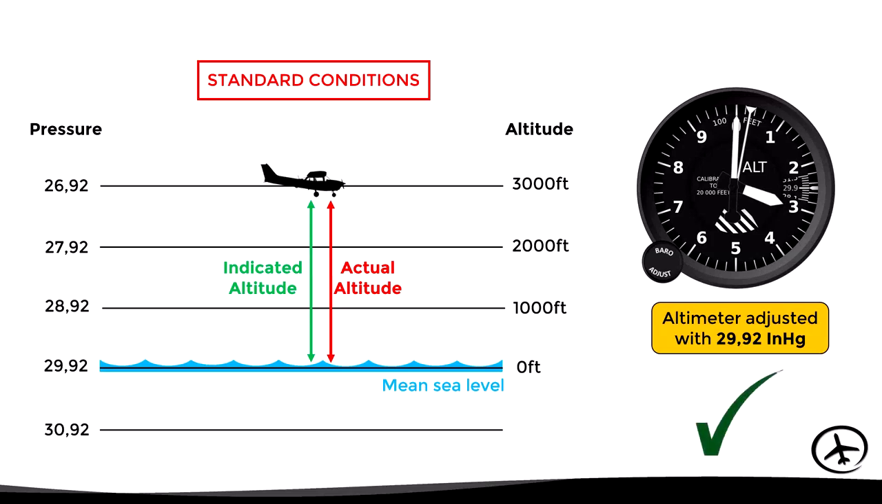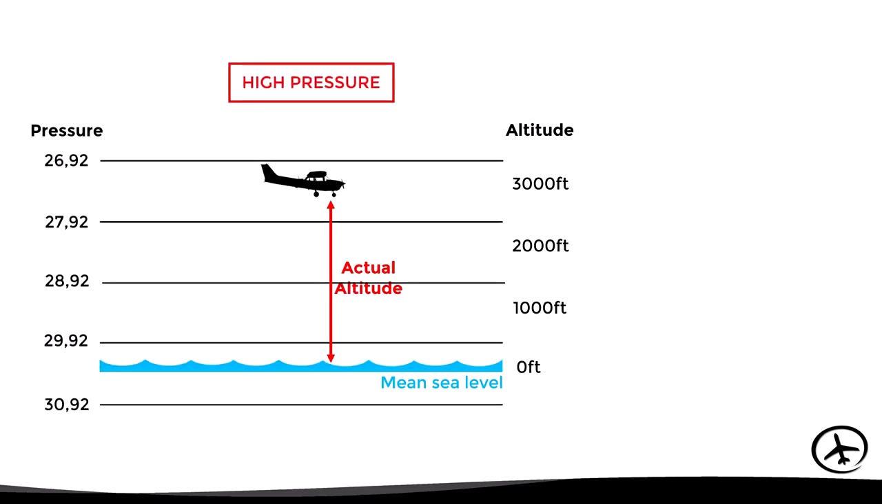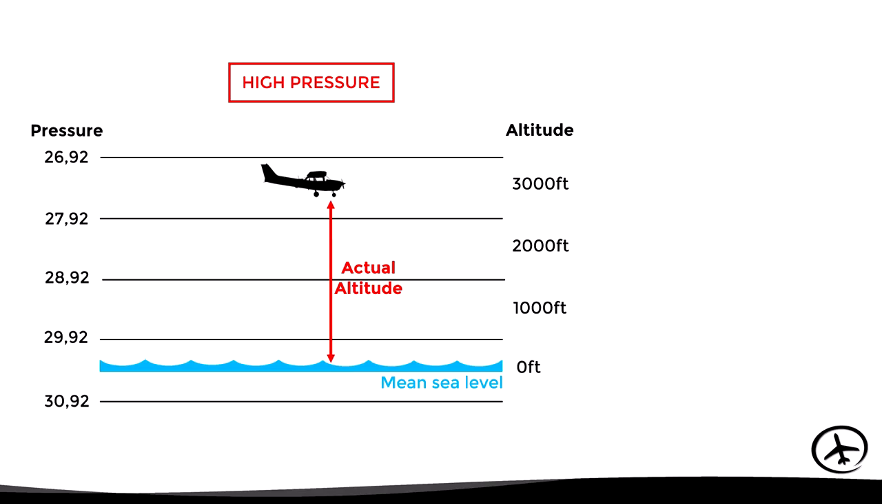The thing is that, in reality, we almost never have standard pressure conditions, so in other words, the 29.92 isobar almost never identifies the mean sea level. Let's look at two different scenarios, one with a higher than standard pressure and the other with a lower than standard pressure. Let's begin with the higher than standard pressure case. Here, the isobars will move upwards, causing the 29.92 isobar to no longer represent the mean sea level. Now, the new pressure level that identifies the mean sea level is the 30.40 inches of mercury isobar.